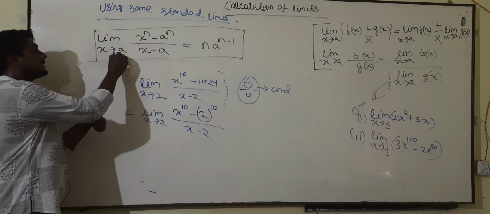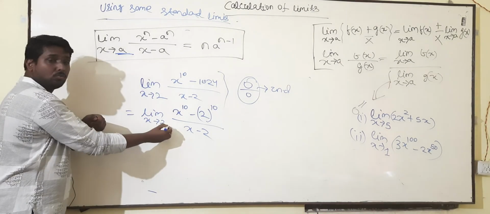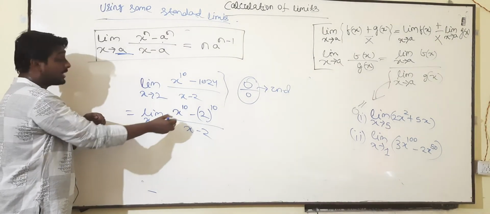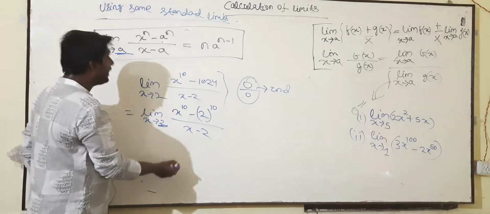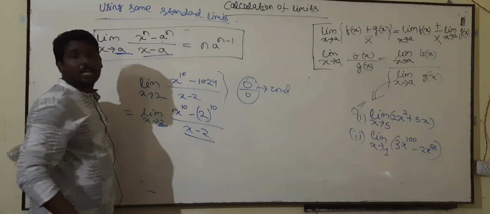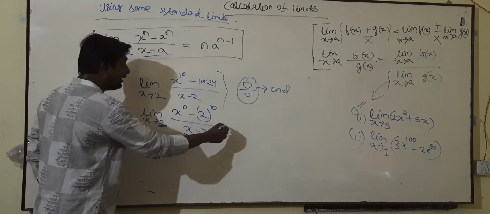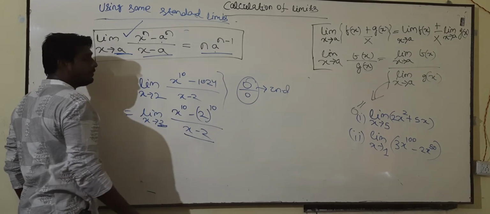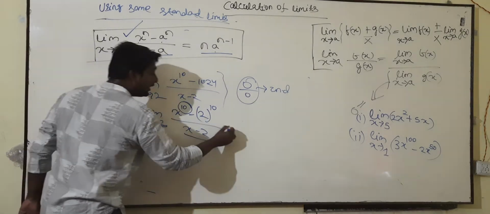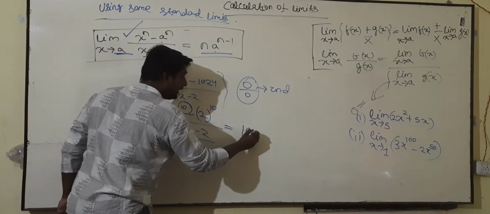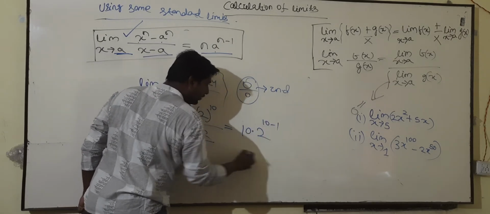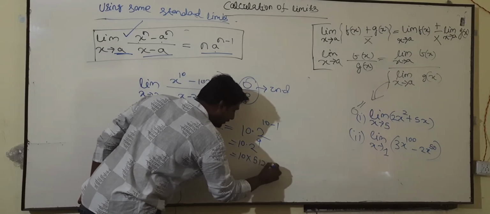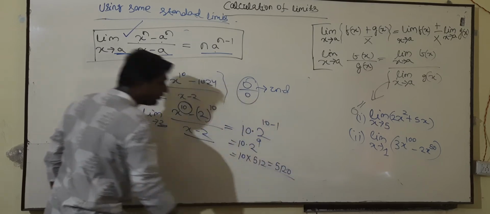Look over here, x tends to a, x tends to 2. x to the power n minus a to the power n, so the a value is 2. So x to the power 10 minus 2 to the power 10 divided by x minus a; over here x minus 2 is present. That's why the expression is in the form of this formula. So the answer will be n into a to the power n minus 1, and the value of n is 10. So the answer is 10 into 2 to the power 9, or I can say 10 into 512, which is 5120.